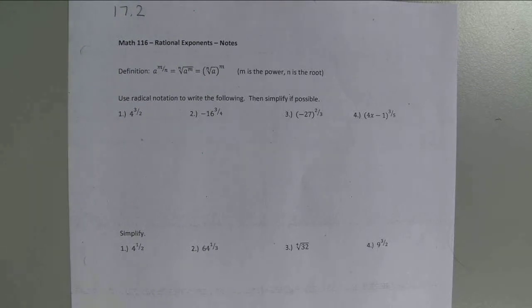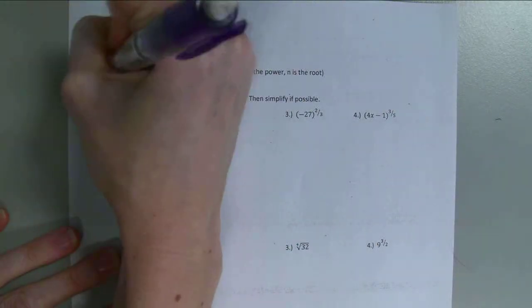All right, so section 17.2 is all about rational exponents. So we're kind of breaking away, or what it seems like we're breaking away from the radicals for a little bit, but actually we're not. Believe it or not, we can write roots, square roots, cube roots, fourth roots, using rational exponents, aka fractional exponents. So if you look at this, this is going to be what gets you through this section.